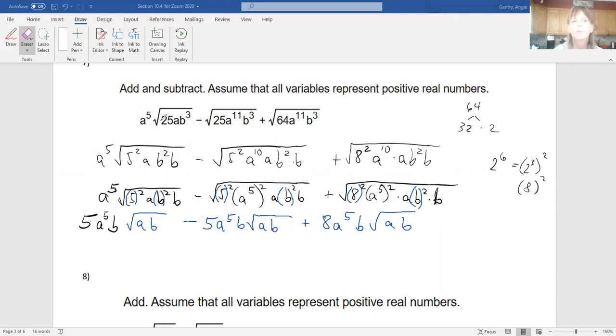So this is a little odd because can you see how now they're all looking like terms? This here is the same variable, same exponent. I see a to the 5th b square root of ab.